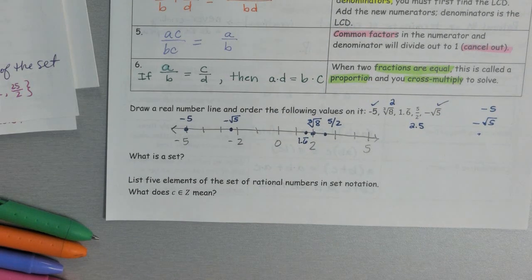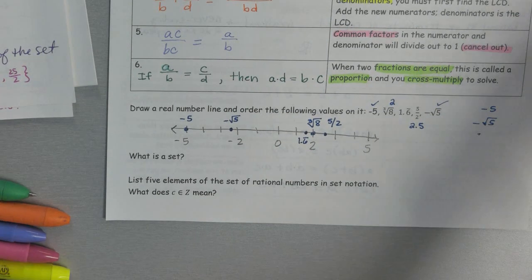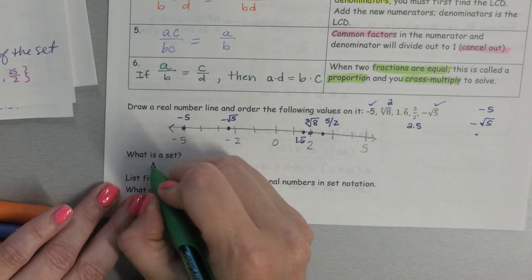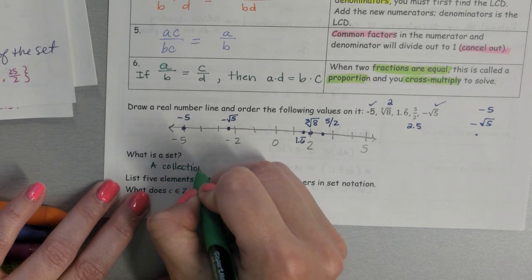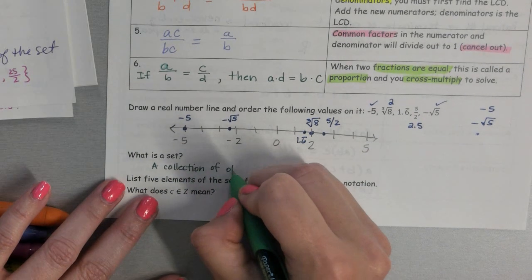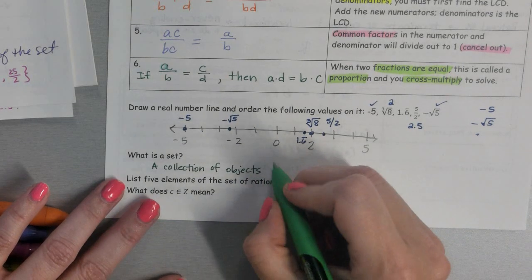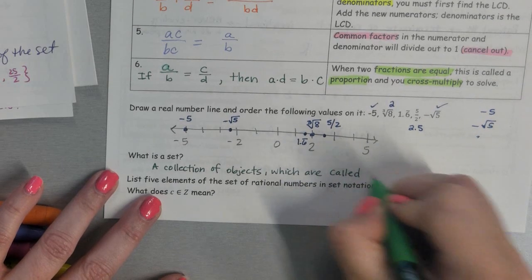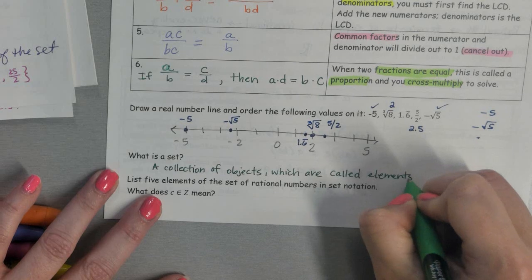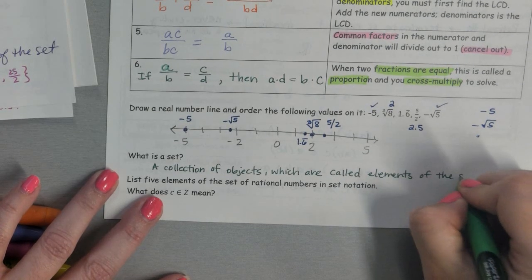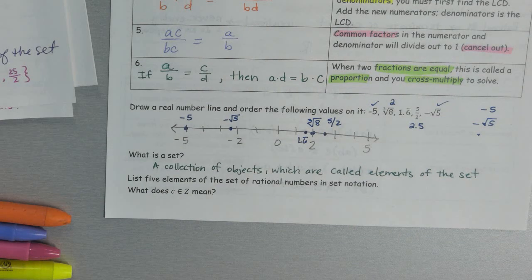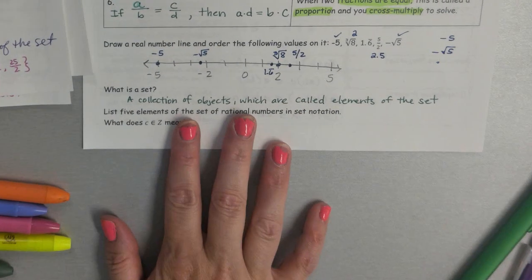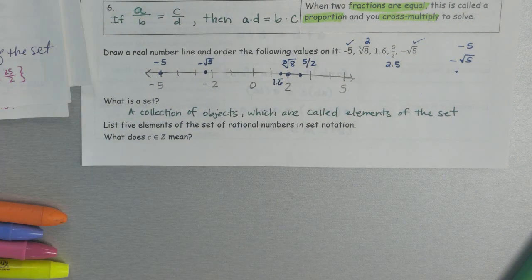All right, great. Okay, what is a set? So we talk about the set of real numbers, right? A set is a collection of objects which are called elements of the set. We actually had a little symbol last year, the ∈, so like when we said it was an element of the real number set, so that's something you guys are familiar with.